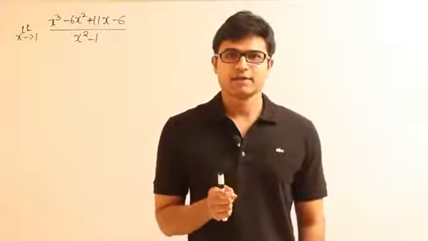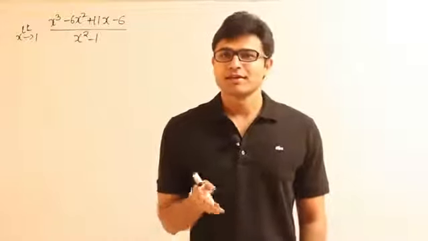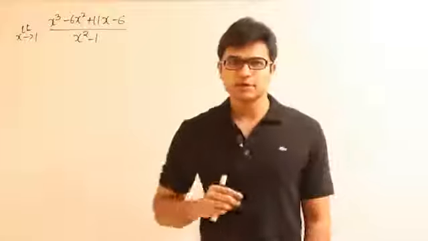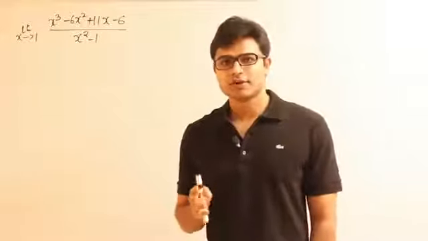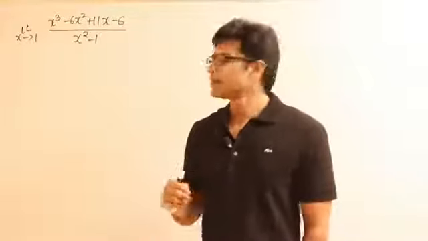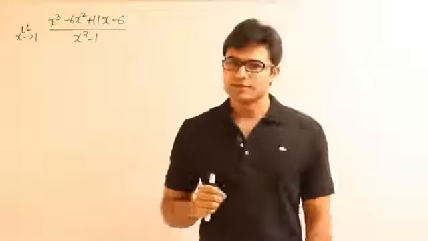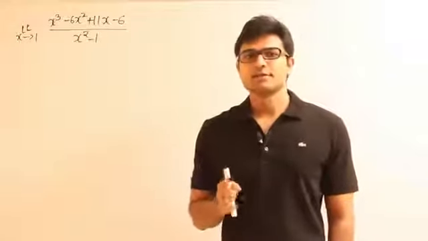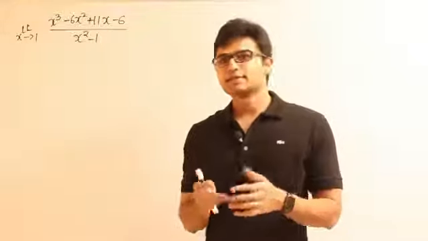Again, I am assuming that in the options they didn't give whether the limit exists at 1 or not. So this is the question: limit x tends to 1, which means they are asking us what happens for this function as we go towards 1. Okay, so this is the question given. Now try to substitute 1 directly and see if the value actually exists there or not.